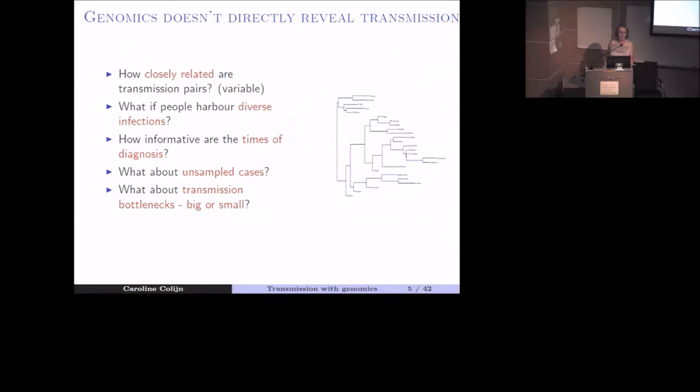There might be missing cases. We don't know what the bottlenecks are. How many bugs are you transmitting from person to person? All of those things complicate the relationship between getting sequence data, running it through our variant calling pipelines, and then inferring from that who infected whom.